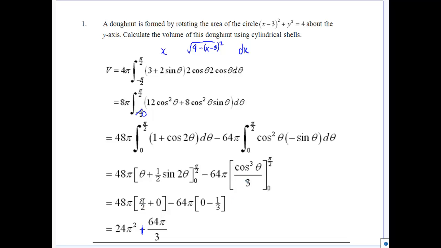We also get that pi on 2 goes in, gives us 0, and 0 goes in, gives us 1. So that's where the 1 minus 1/3 comes from. Multiply by the 64 pi, and we come down to our final answer there. So there's the first one. Bit of work to do. We said they were going to be harder.